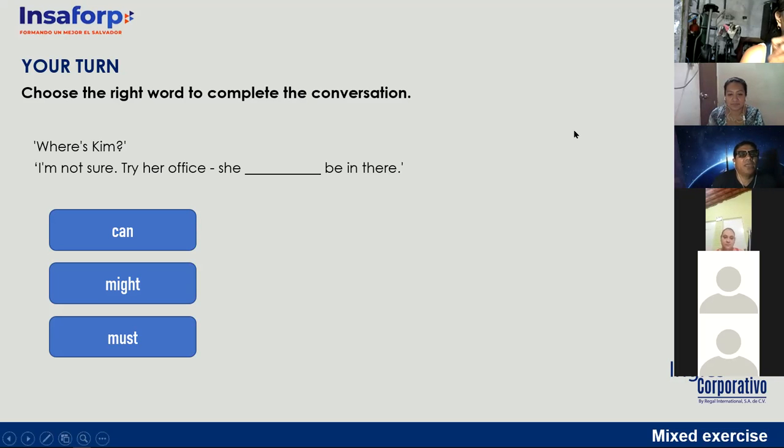She might be in there. Correct. She might be in there. The conversation goes, where is Kim? And the other person says, I'm not sure. Try her office. She might be in there. Probablemente en la oficina de ella, a lo mejor ahí está. So she might be in there. Correct. Thank you, Amilcar. Good.